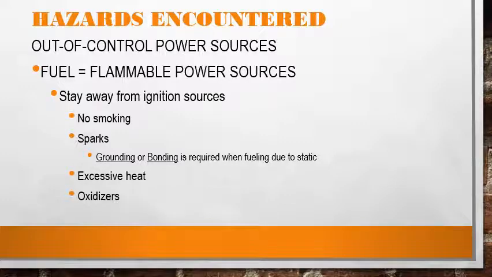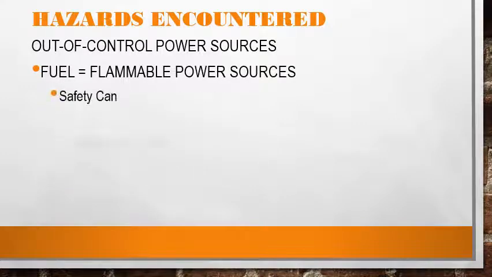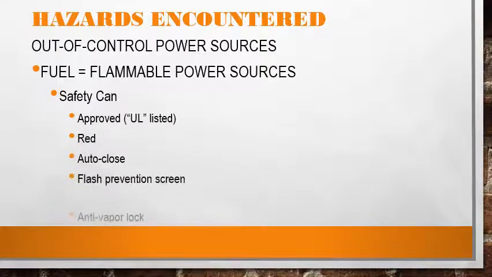To make sure that fuel is in a proper safety can, safety cans will be approved with UL listed on them. Safety cans will be red, will have an auto close spout, will have a flash prevention screen, and an anti-vapor lock mechanism to prevent fuel vapors inside the can from rushing out when the can is open.